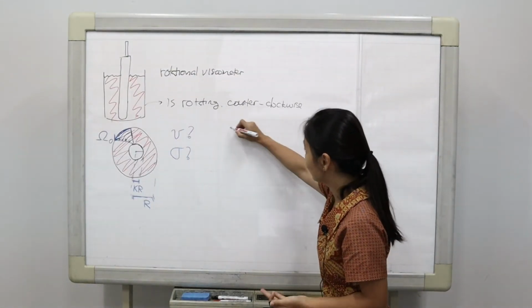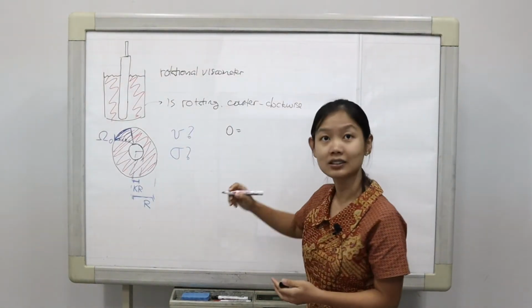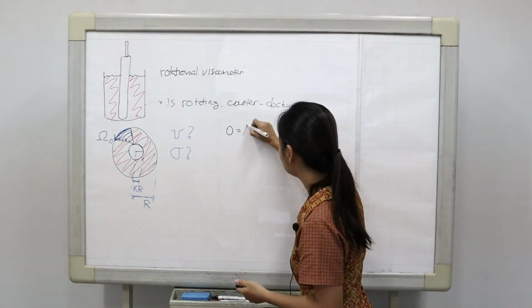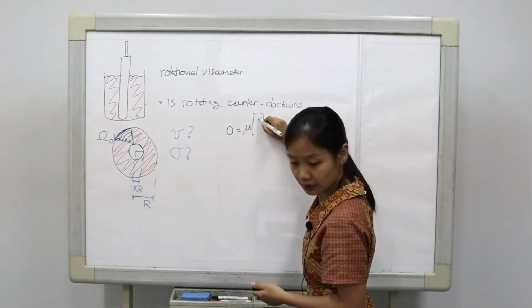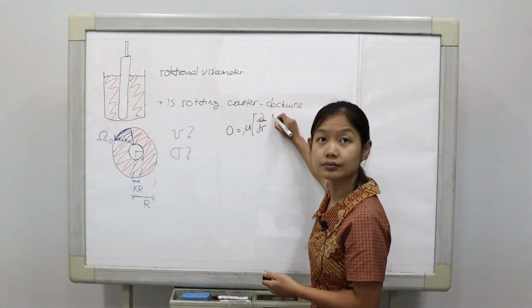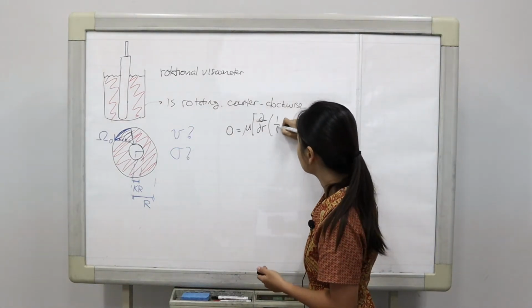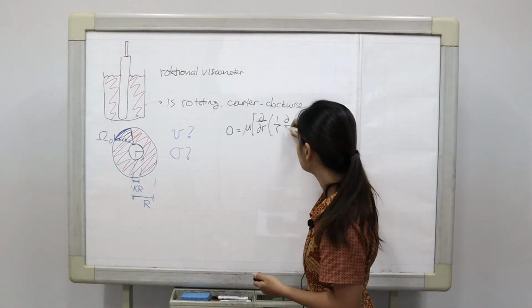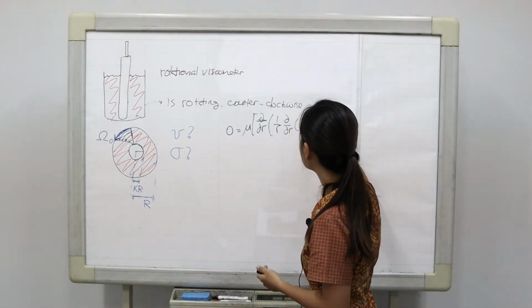Wait a second, I will write it on the whiteboard. Just give me a second. That's μ ∂/∂r (1/r ∂/∂r (r φθ)).